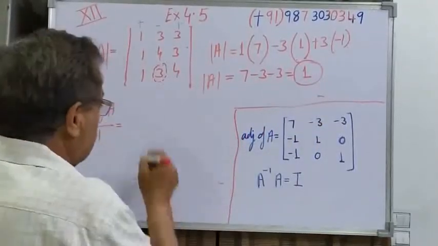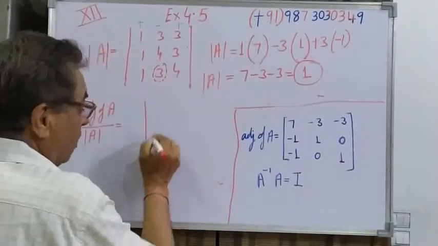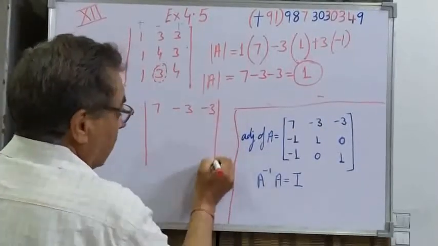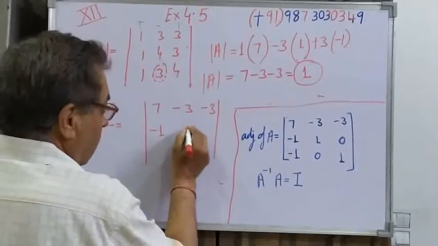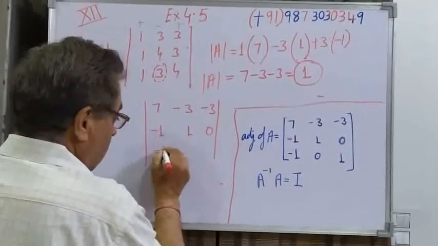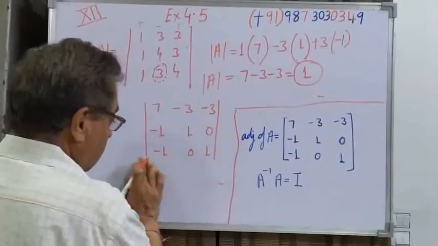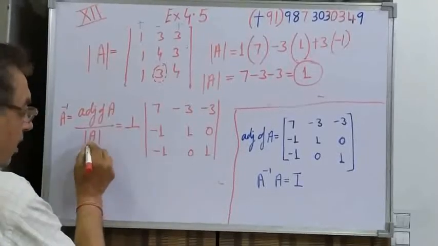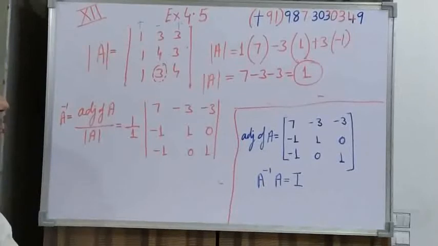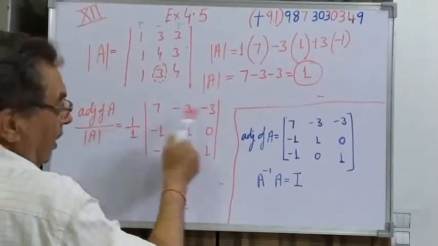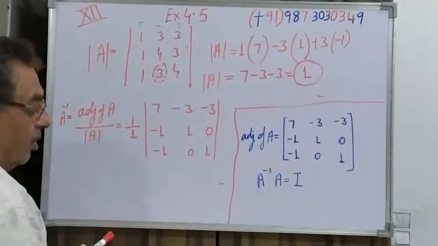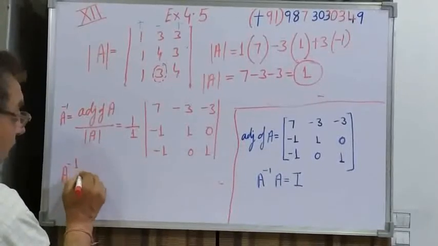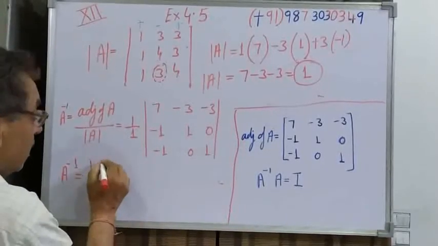So A inverse is the adjoint of A. What is the adjoint of A? I have written there: 7 minus 3 minus 3, minus 1 1 0, minus 1 0 and 1. Determinant of A, this is adjoint of A, over determinant of A. Determinant of A is 1, so 1 by 1, that is 1. When multiplied to this, any of the row or the column of the determinant, the same. So A inverse obtained would be equal to our matrix.